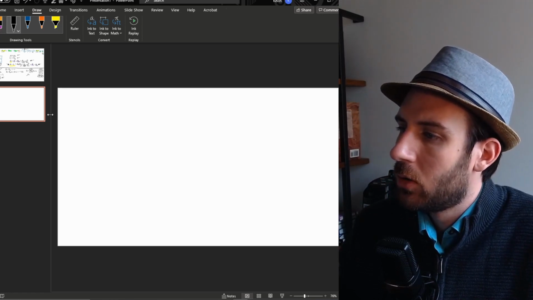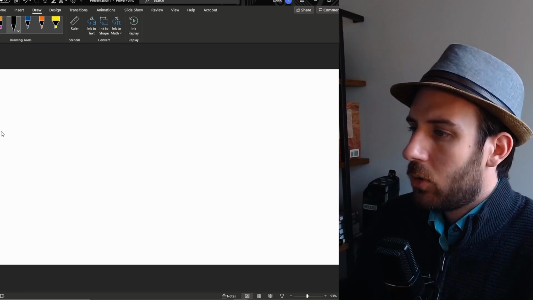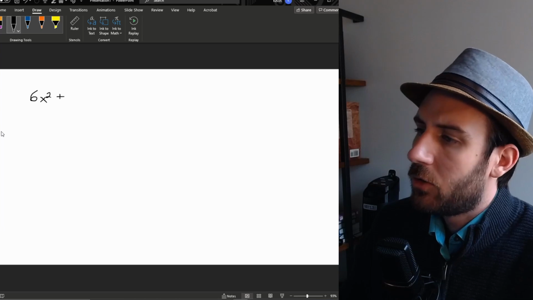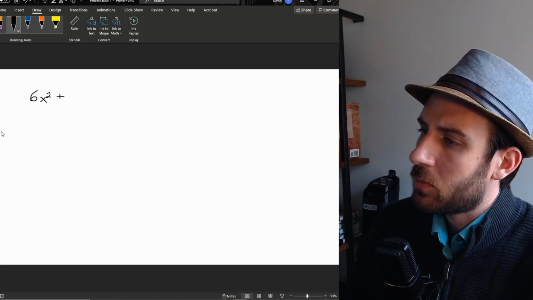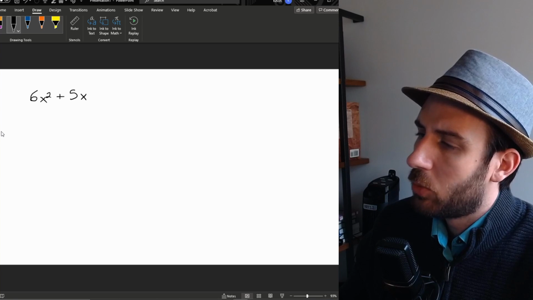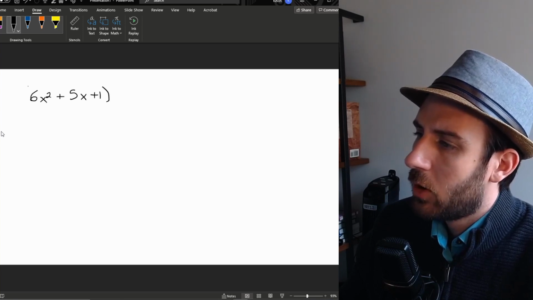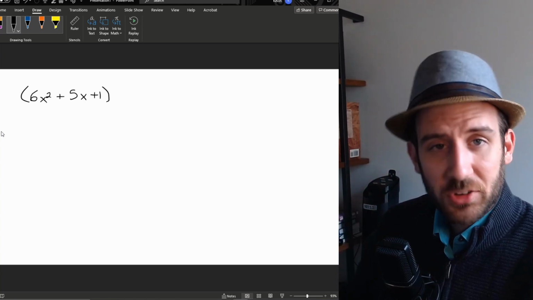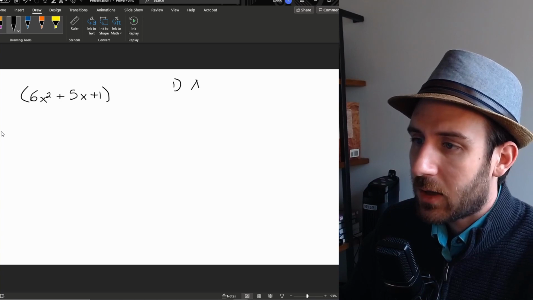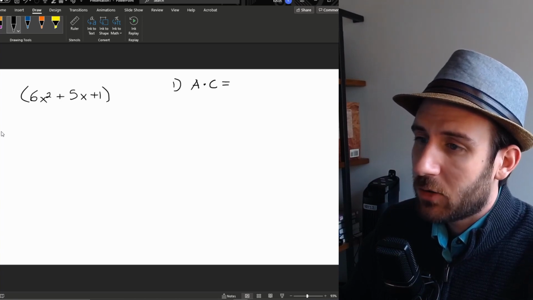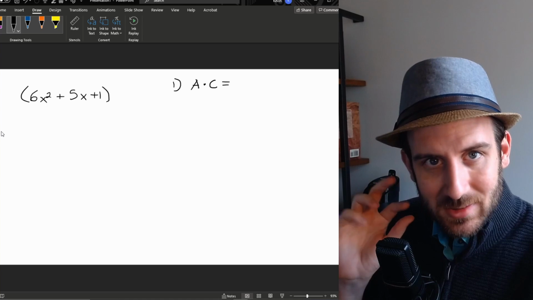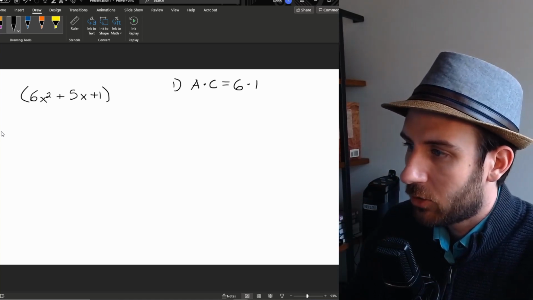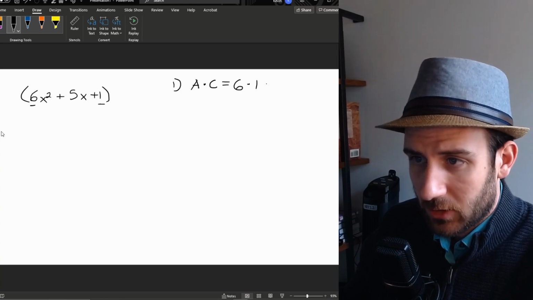So let's do 6x squared plus 5x plus 1. Okay, so this is the pile that I have a rectangle in my mind for. Can we figure out how big it is? Well, step 1. If we take A and multiply it by C, that should give us the common pieces that I need for my rectangle. So here we go. A times C is 6 times 1. It's the first coefficient times the last coefficient. So that gets me 6.